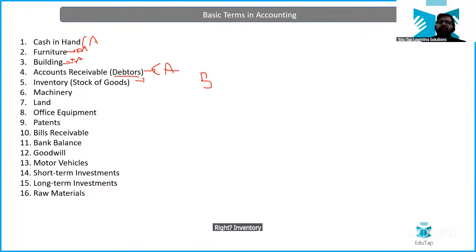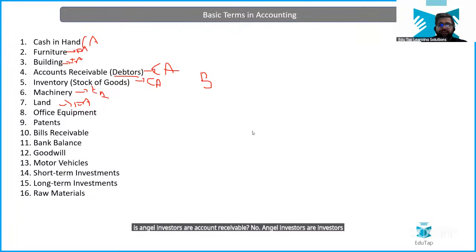Inventory, or the stock of goods which you hold, is again a current asset, right? Machinery is my fixed asset. Land again is my fixed asset. A fixed asset can also be called what? Are angel investors accounts receivable? No, angel investors are investors.